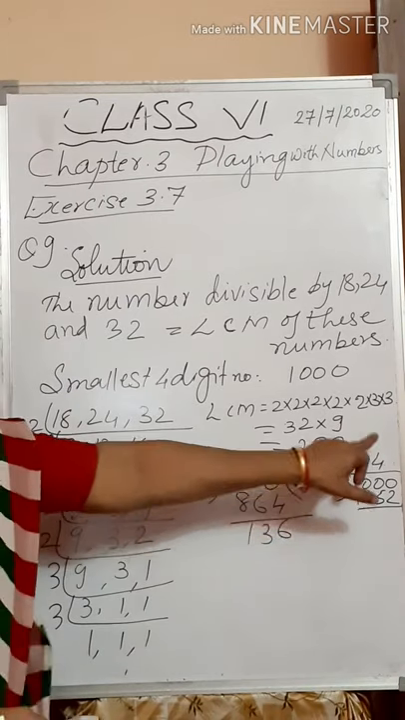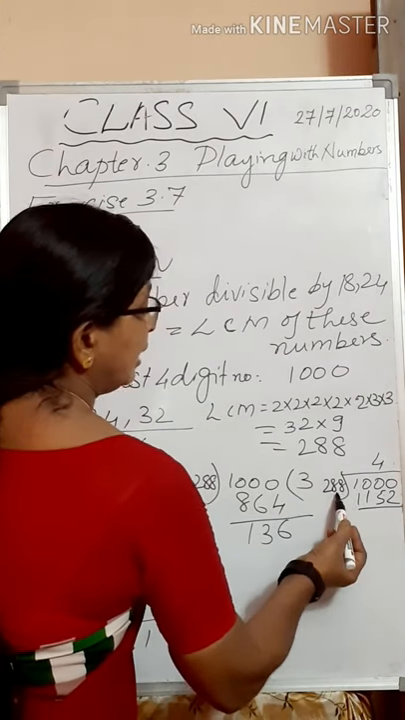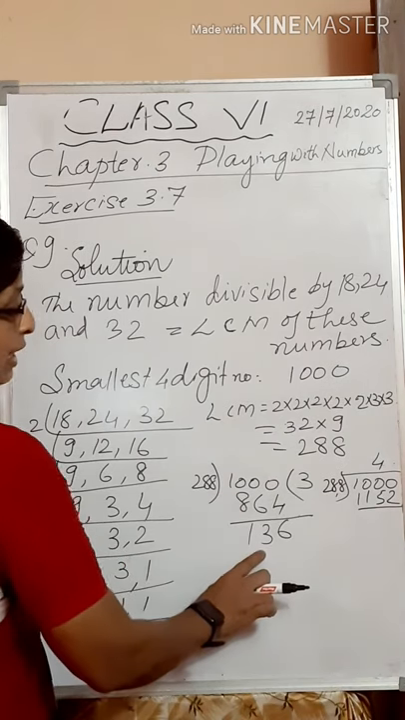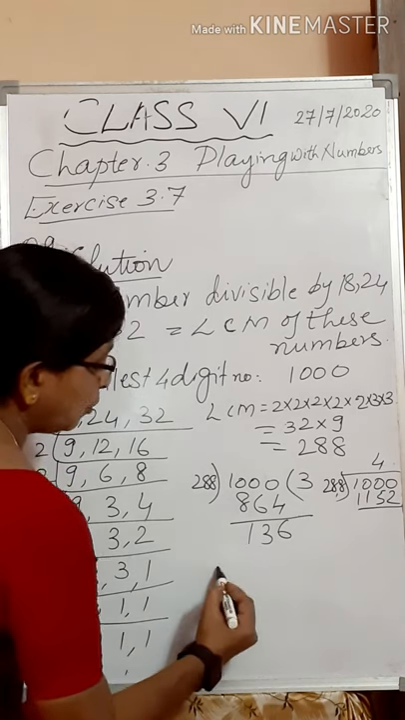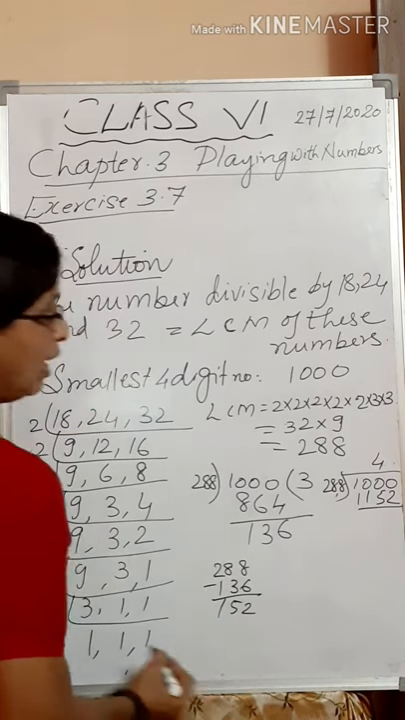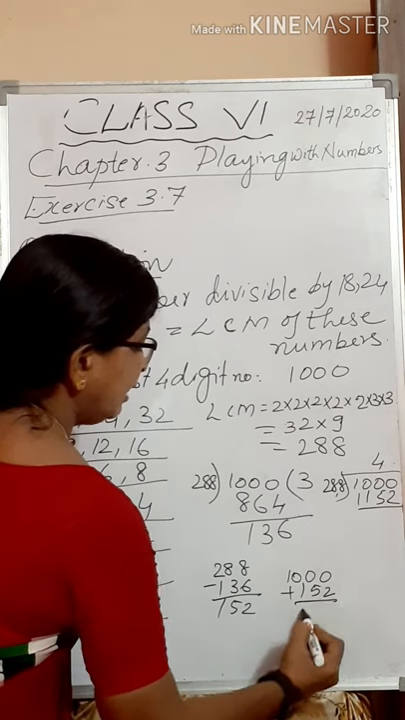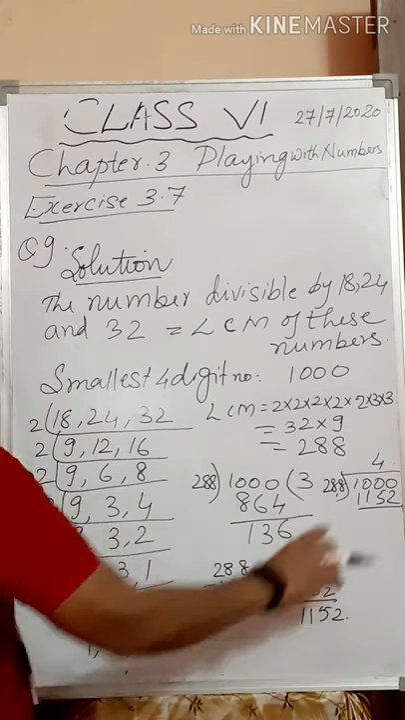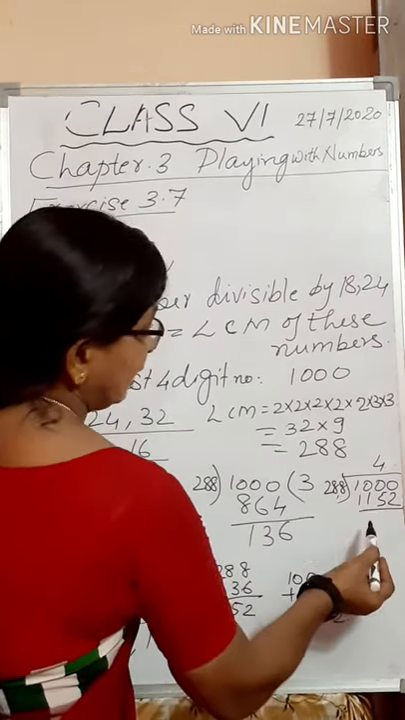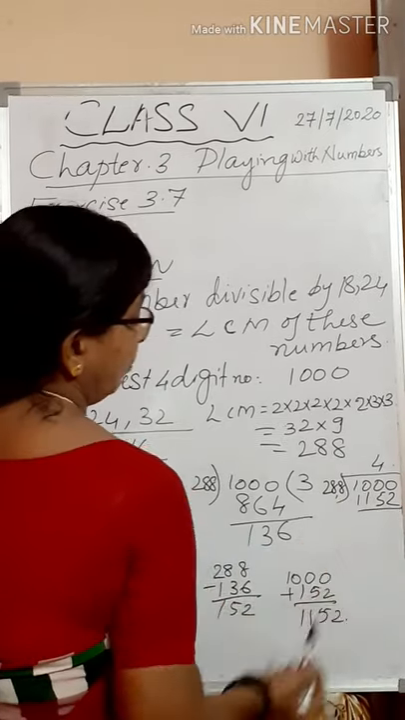1152 we need. If we have to divide this 1152 by 288, 4 times that will go. In the case 3 times that is gone, then we get 136 as the remainder. 288 minus 136 we get 152. This 152 we are adding with 1000, we get 1152. If our dividend is 1152, then this 288, 4 times gone in this number.